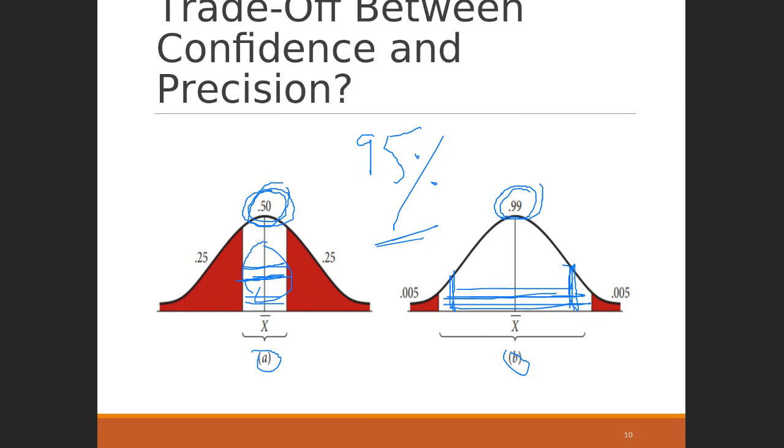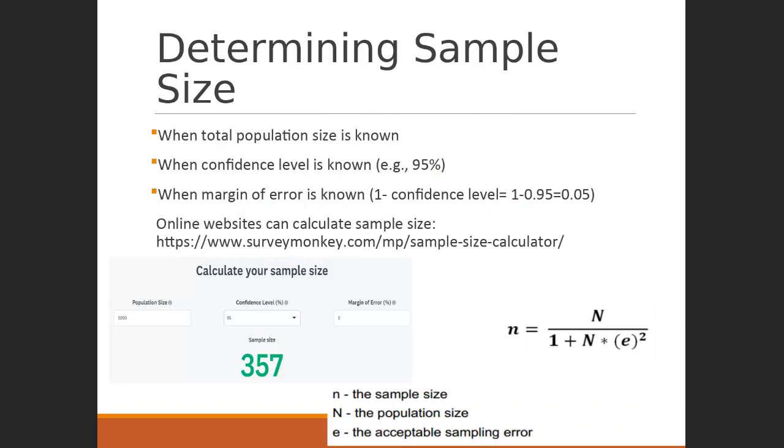So what is the relationship of this confidence interval with your sampling size? Now let us get to that discussion. Determining sample size is easy if these three conditions are fulfilled. First of all, we need to know our total population size. We need to know our confidence level. We need to know our margin of error. Now, usually we are sure about our confidence level. Just like I mentioned, you need to be 95% confident about your estimates. That's sufficient.